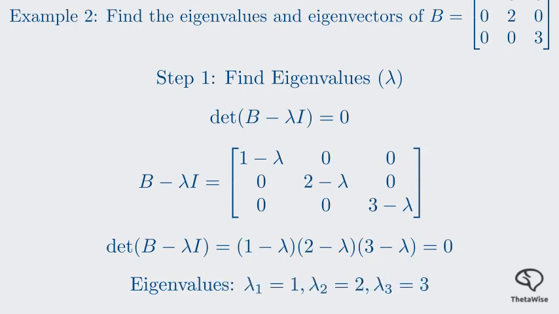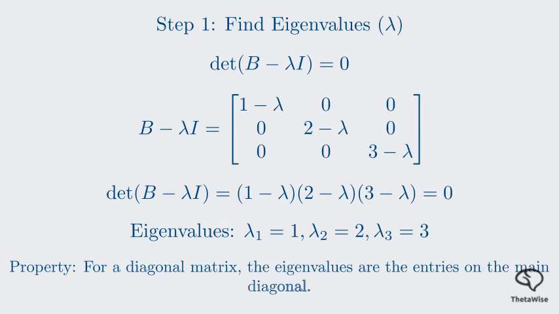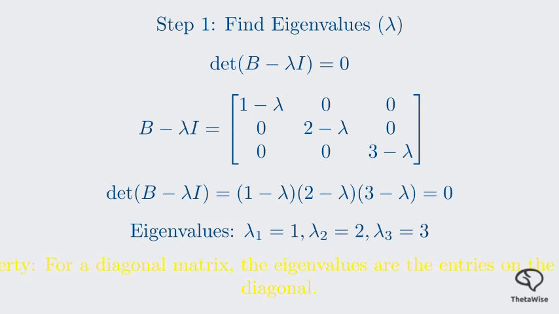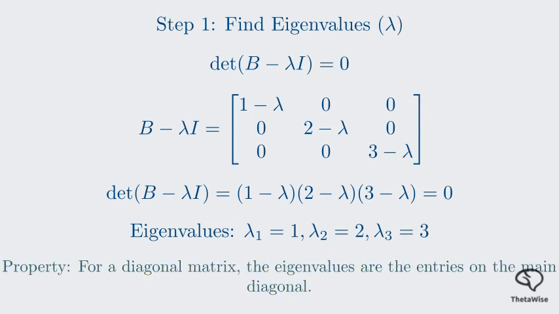This example highlights an important property. For a diagonal matrix, the eigenvalues are simply the entries on the main diagonal. This is a very useful shortcut.